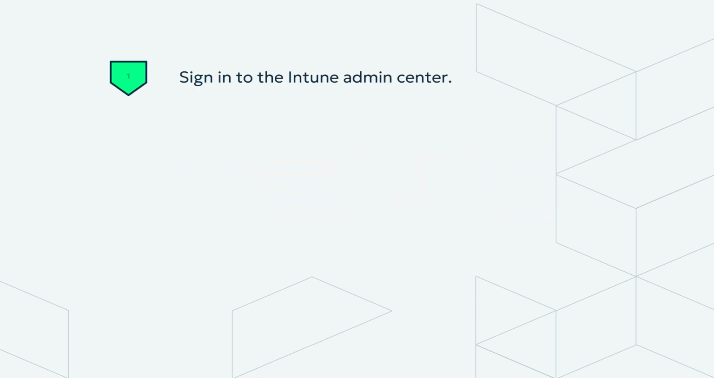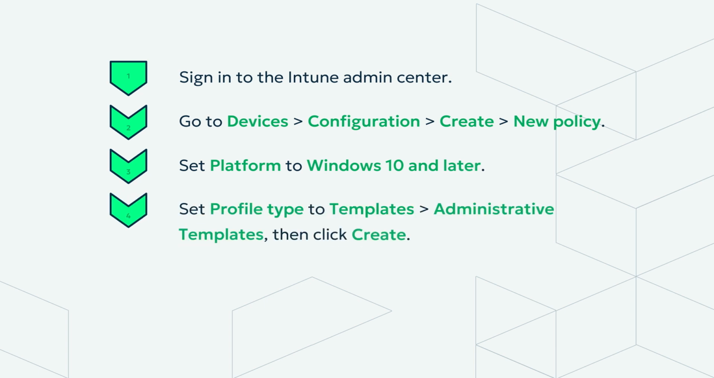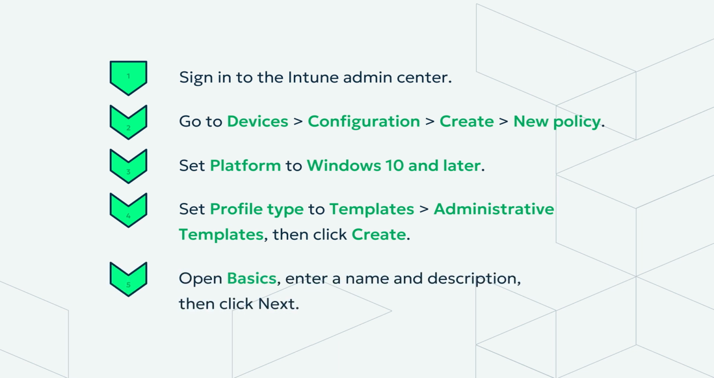Sign in to the Intune Admin Center. Go to Devices, Configuration, Create, New Policy. Set Platform to Windows 10 and later. Set Profile Type to Templates, Administrative Templates. Then click Create. Open Basics, enter a name and description, then click Next.